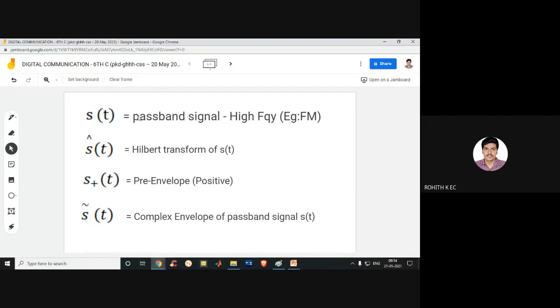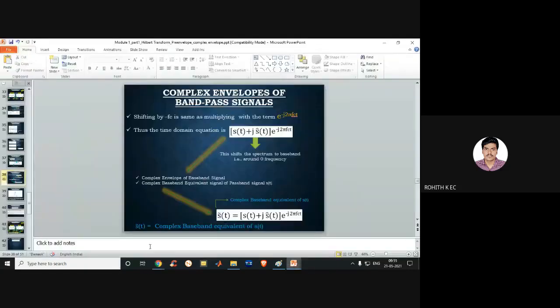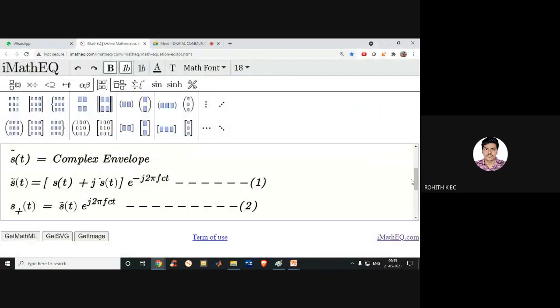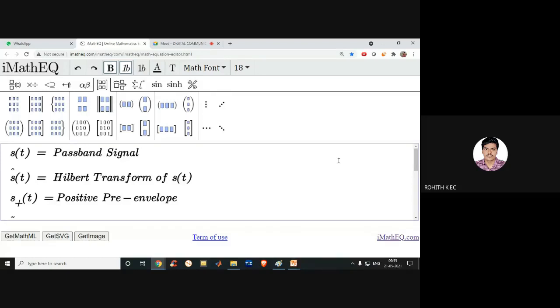Okay, so S of t is the passband signal, S cap of t is the Hilbert transform of S of t, S plus of t is the positive pre-envelope, whereas S tilde of t is the complex envelope of passband signal S of t. Now, I will try to consider an equation which helps us in connecting complex envelope with the canonical representation of bandpass signals. So, all of you just pay attention.